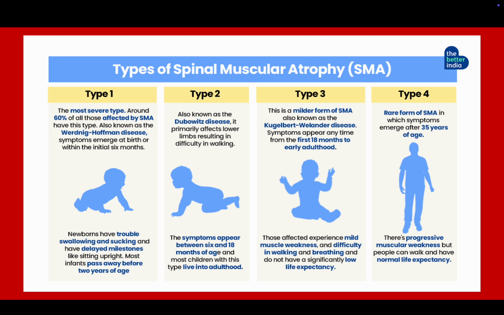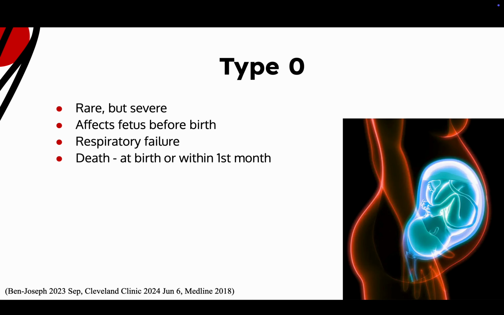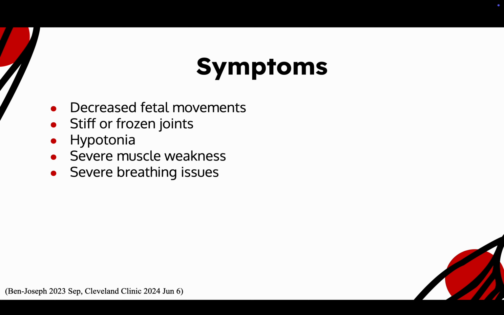These are the 4 types of spinal muscular atrophy, which I will now go into more detail. Type 0 is rare, but it's severe. It affects the fetus before birth, and it causes respiratory failure. Death happens either at birth or within the first month of life. Symptoms of type 0 include decreased fetal movements, stiff or frozen joints, hypotonia, which is decreased muscle tone, severe muscle weakness, and severe breathing issues.